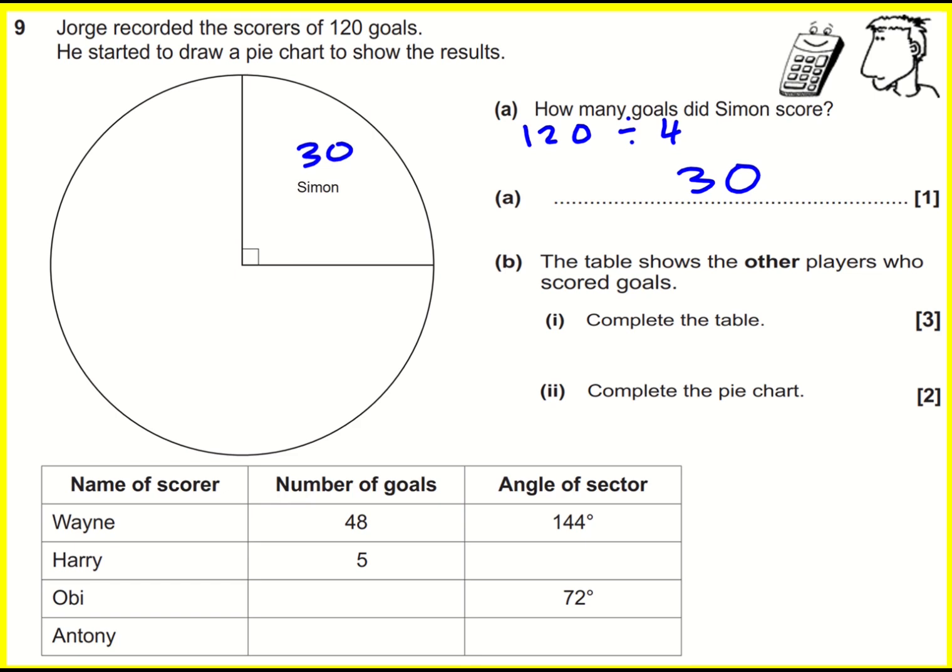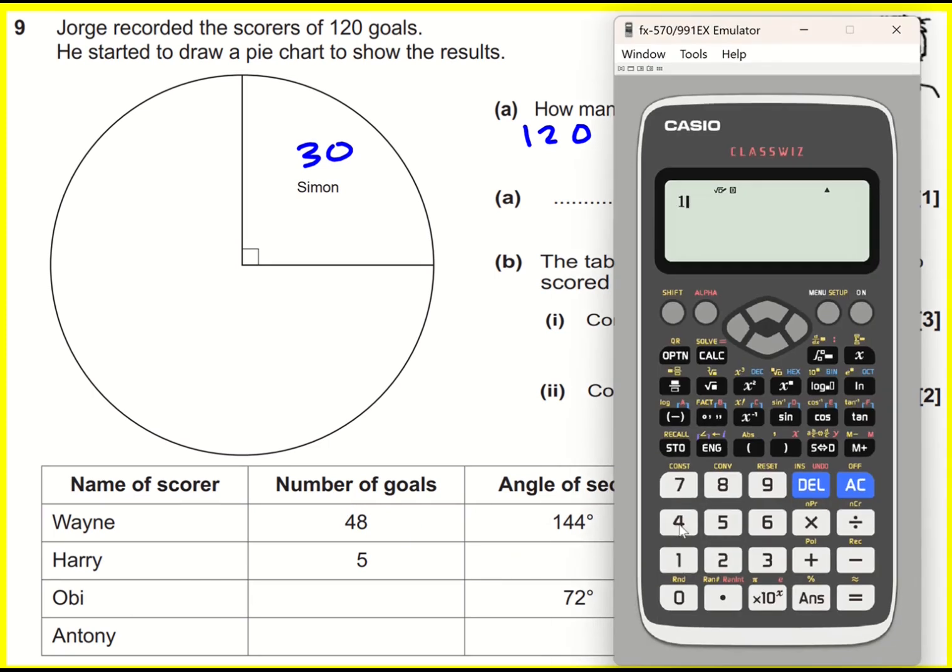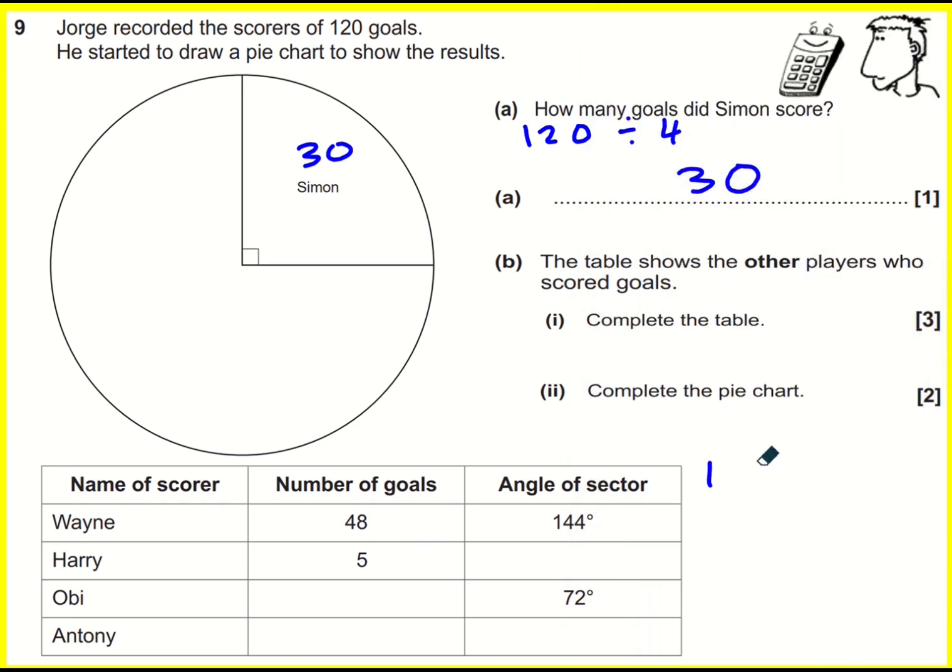The table shows the other players who scored goals: Wayne, Harry, Obi, and Anthony. And we need to complete this table. All right, now they've actually given us some information here already. We've got that 48 goals is worth 144 degrees. We can actually work out what one goal would be worth by dividing 144 by 48. And it's 3. One goal is equivalent to 3 degrees.